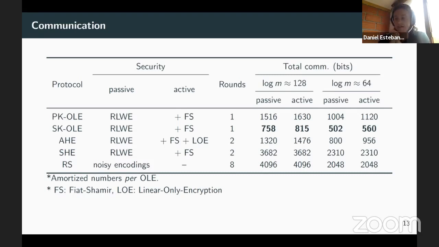The first thing I want you to observe about the distinguishing factor of our protocols is that they are the only ones with only one round of interaction, which is very important if you have a high latency network. And secondly, our secret key OLE protocol is the one with the lowest communication count. I think this is a very appealing observation if you want a passively secure protocol, or even an actively secure protocol, that is reasonably efficient. Our secret key variant will be a reasonable option, in my opinion. Okay, this is communication count.